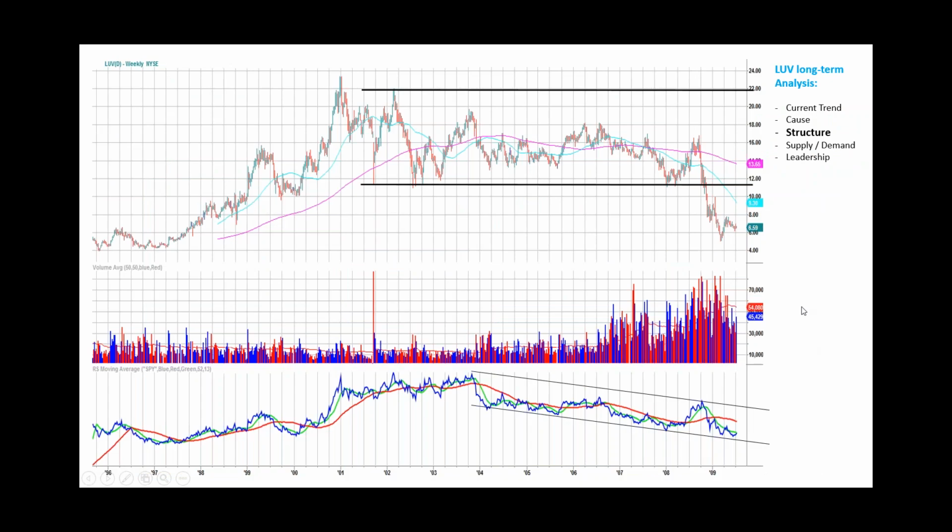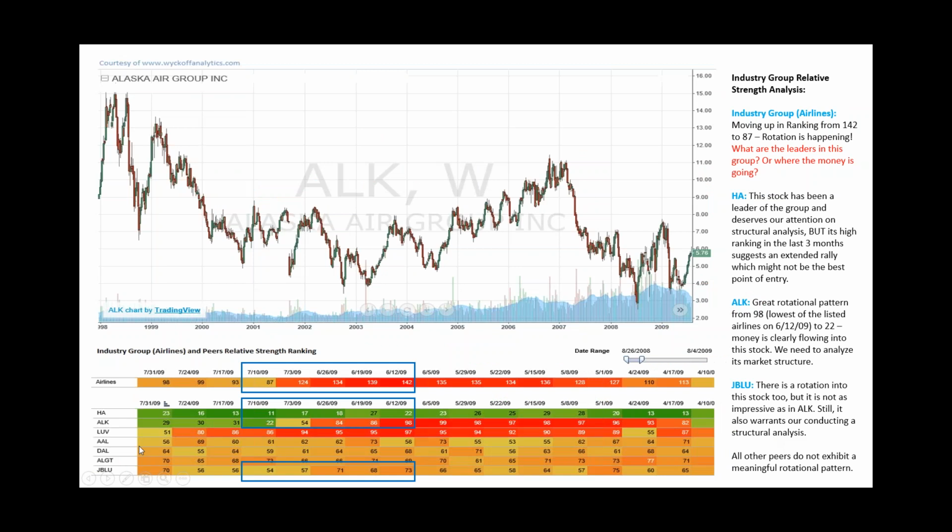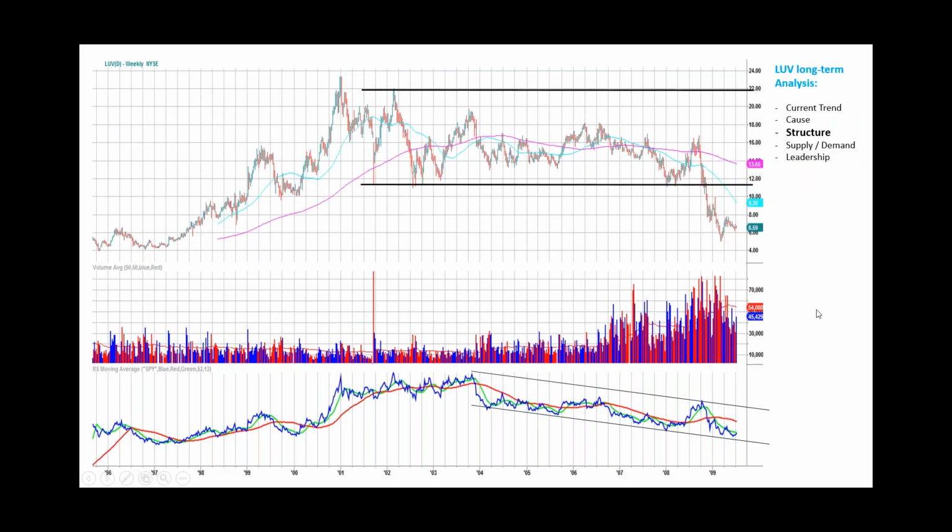Okay, so let's look at the majority of the stocks from the structural perspective, in this group, and we're going to start with Southwest. So Southwest was not the one actually that we were so excited about. So we see that there is some improvement from 96 to 86, but we want to look at the structure and we want to understand where the stock is in terms of the structure, what is supply and demand doing, is there any leadership in that stock. And we're going to start, Brian, with the current trend.